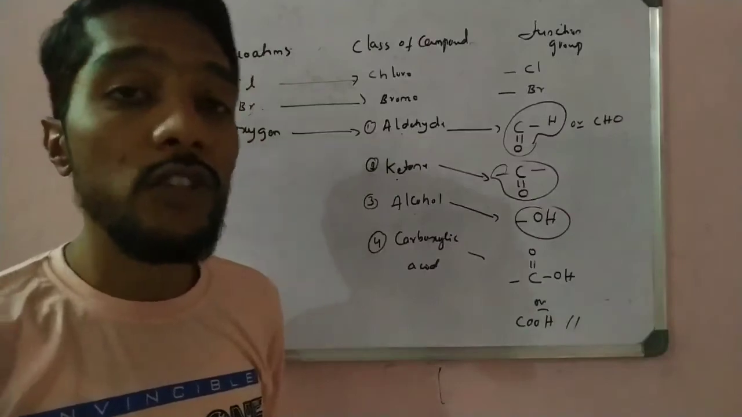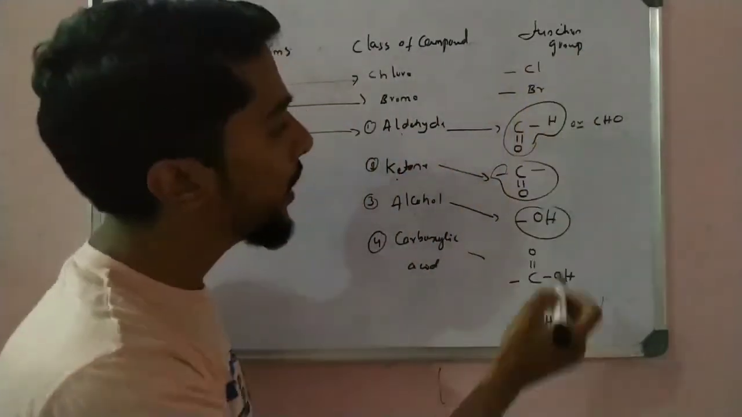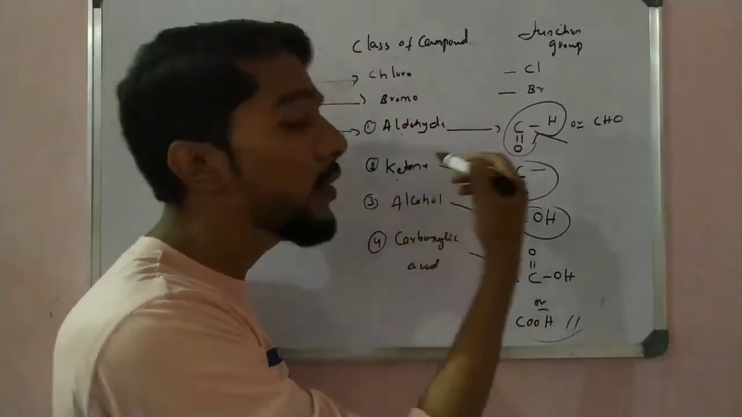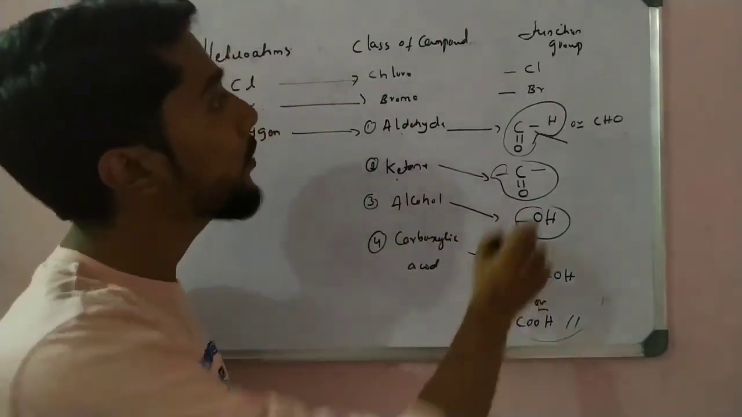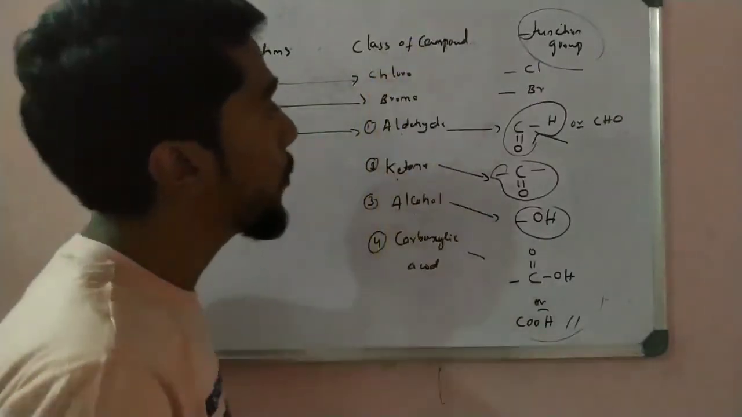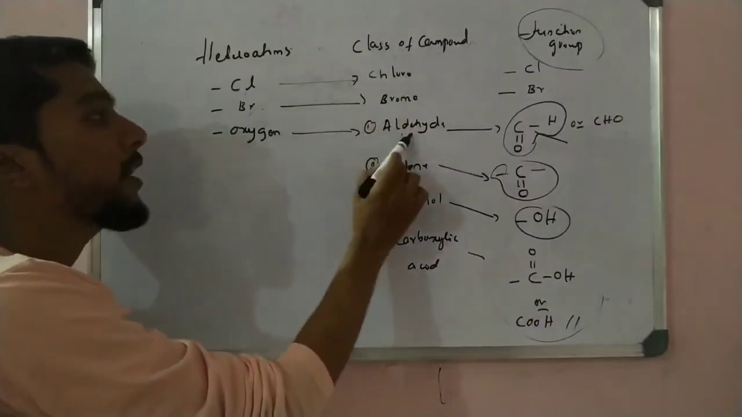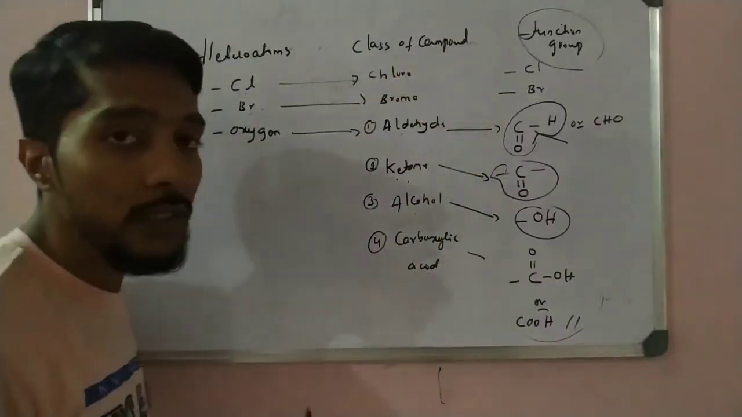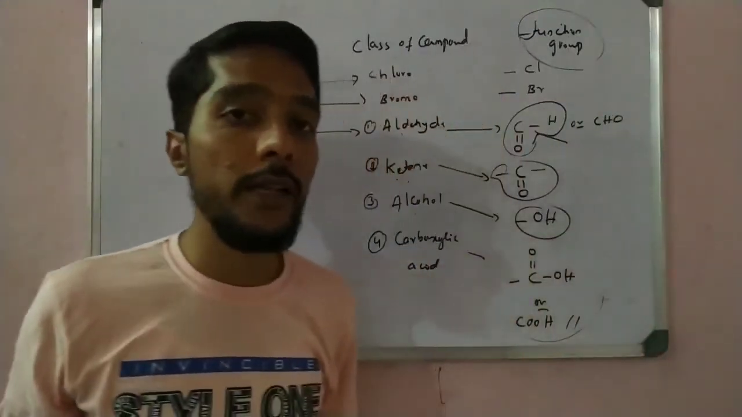This is all about the functional group and heteroatoms, and these change the chemical properties of the compound. Aldehyde has a different chemical property, ketone has a different chemical property, and alcohol and carboxylic acid have different chemical properties. These heteroatoms are the functional groups, and this is a class of compounds. If Cl is present, it means chloro, bromo; if oxygen, maybe an aldehyde compound, ketone compound, alcohol compound, or carboxylic compound.